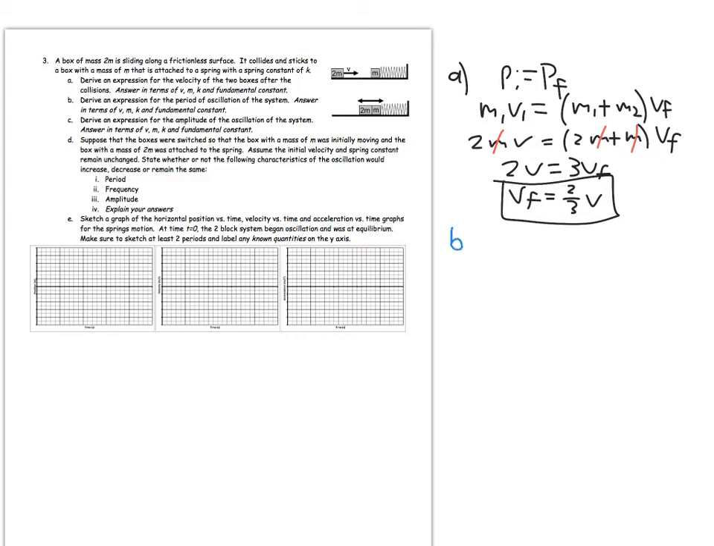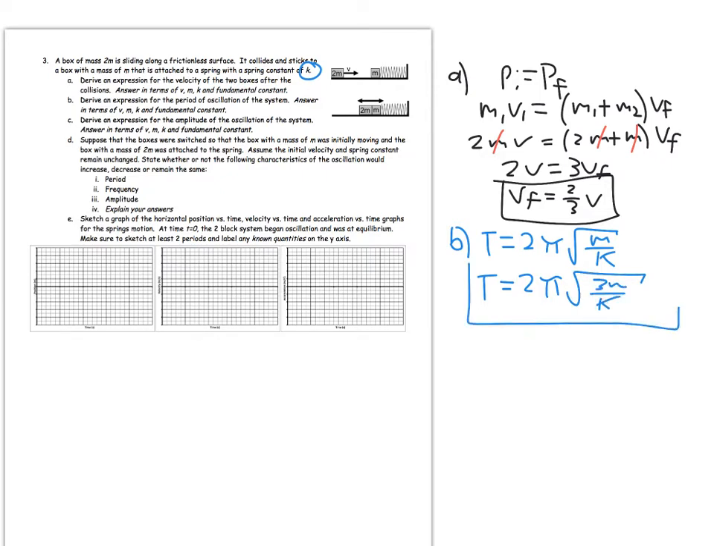All right, next we want to derive an expression for the period of oscillation of our system. So that's going to be 2 pi times the square root of the mass over k, our spring constant. K is just k, that's what it's given as in our problem here. And our mass is going to be 3m, so it's just going to be 2 pi times the square root of 3m over k.